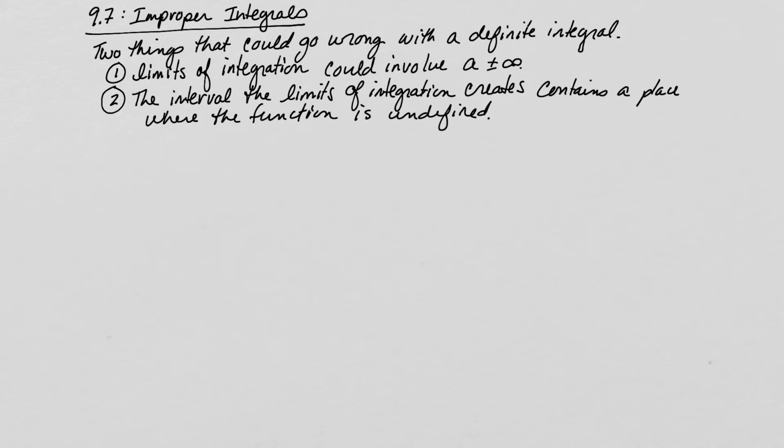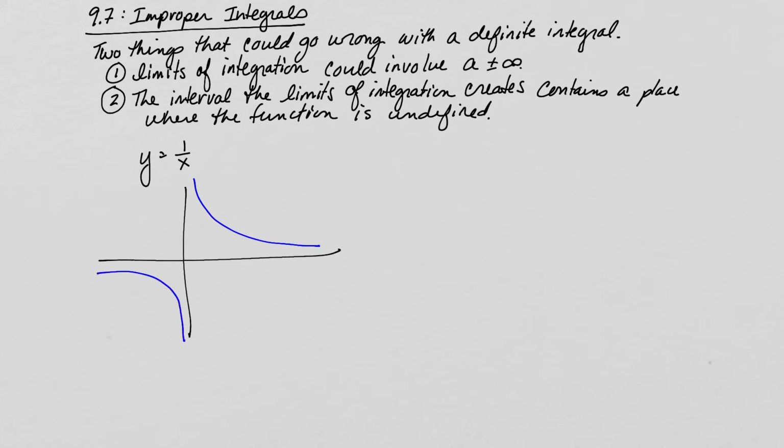If you're thinking about area under the curve, say for example y equals 1 over x, remember, 1 over x looks like this. And let's say you tried to integrate 1 over x from -1 to 1. Well, you're talking about the area under the curve, and now you have a problem because this area just goes on forever. And this area here goes on forever, and so you don't really know what happens, because there's nothing that stops the function. So that's what I mean by the interval containing a place where the function is undefined.